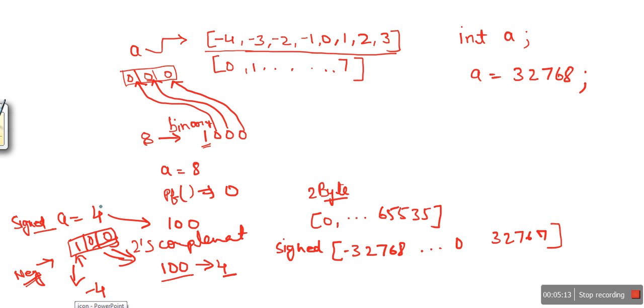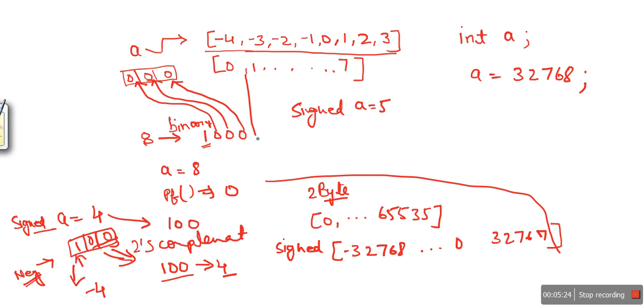Now let's say I want to store 5 here. So let's say signed a equal to 5. The binary for 5 is 101. So this will be stored in a. Again, the first bit is 1, which means this is a negative number. See, we are storing a positive number, but because this is a signed variable with a particular limit, and you are trying to store a number beyond that range, there will be some complications.